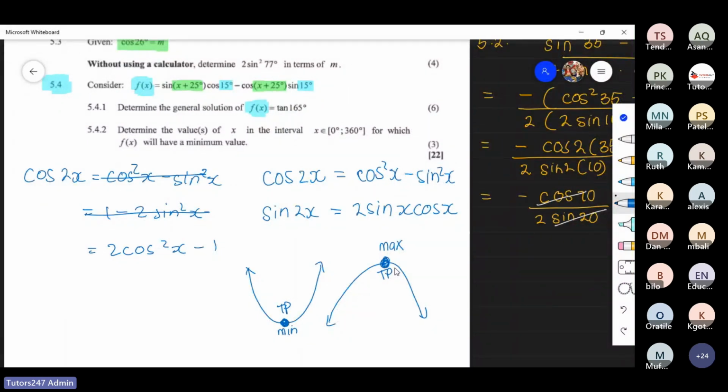Now, for this particular question, they want to know for which values of x will there be a minimum. So what we are going to do is first plot our function. If you already know the function by heart, you do not need to plot the function. But if you don't know the function by heart, I would recommend plotting it. Okay, so let's go down and plot.